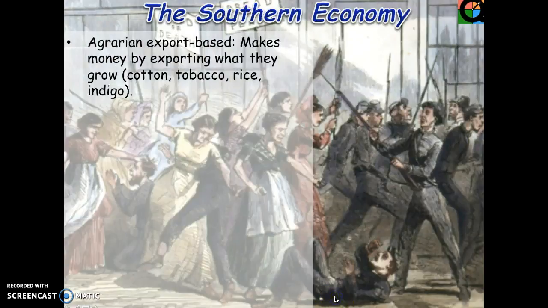Okay, the Southern economy, we've talked about this, it's agrarian based, it's farm based, but the South's economy relied on selling their exports: cotton, tobacco, rice, indigo. Many of these things you're not going to want to eat. You don't eat your cotton, you don't eat your tobacco. They needed to make money for their economy by selling those things to other countries.